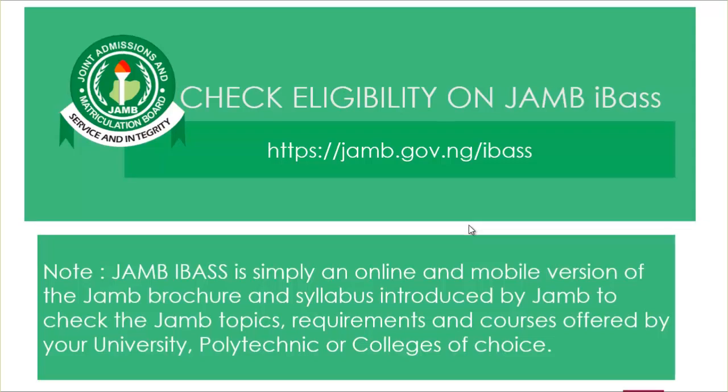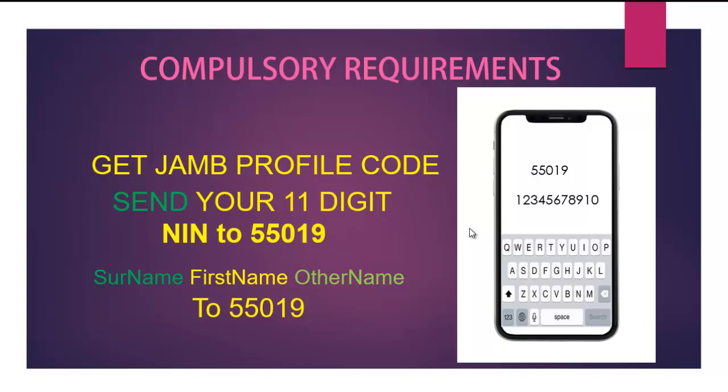So the next procedure is your JAMB profile code. Now once you have created your JAMB profile page, you need to have your JAMB profile code. And the procedure for you to get the JAMB profile code is you sending your 11-digit NIN number to 55019. Also, there is an alternative for those that are yet to get their NIN, which is compulsory. You can as well send your surname, first name, and other name to 55019, and you will receive your JAMB profile code. But before you head to accredited JAMB centers to finalize your registration, you must have gotten your NIN.